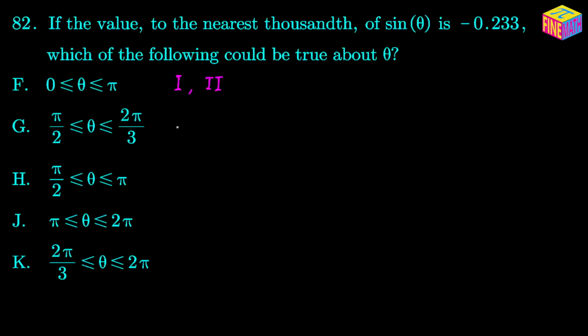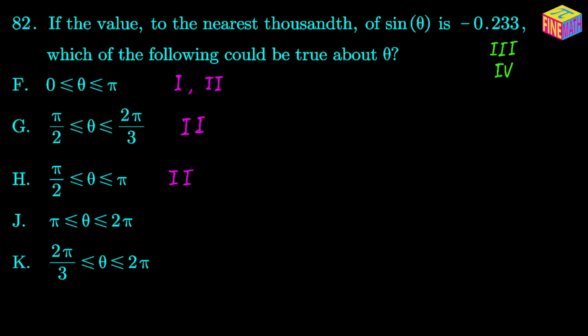And the second one is greater than pi over 2 and less than 2 pi over 3. So this will be in the second quadrant. But we know that the value of sine theta is negative. That means theta has to be in the third or fourth quadrant. So I'm going to make a quick note there that we are expecting theta to be in the third or fourth quadrants. So let's look at the third option. Looks like it is greater than or equal to pi over 2 and less than or equal to pi. So that is again in the second quadrant.